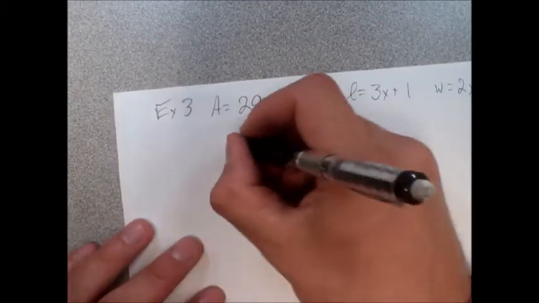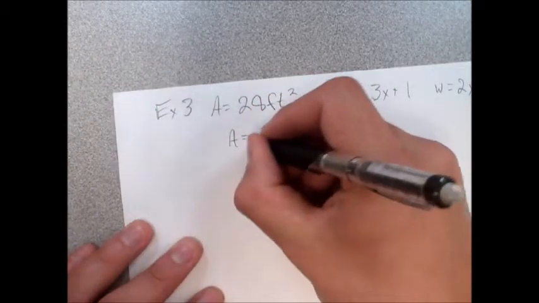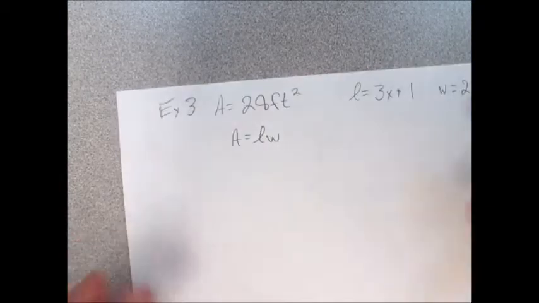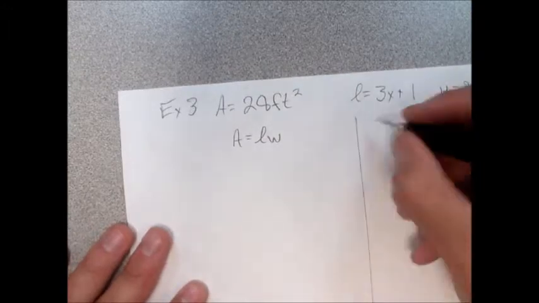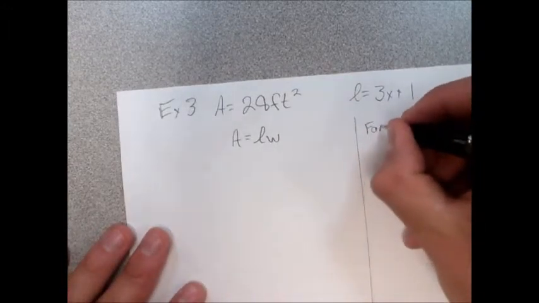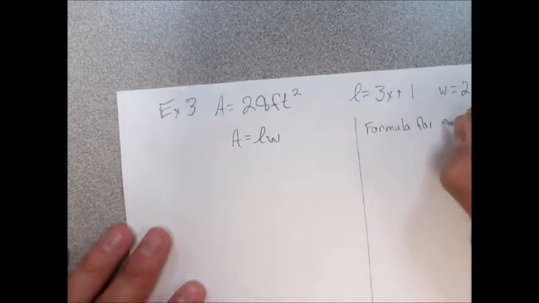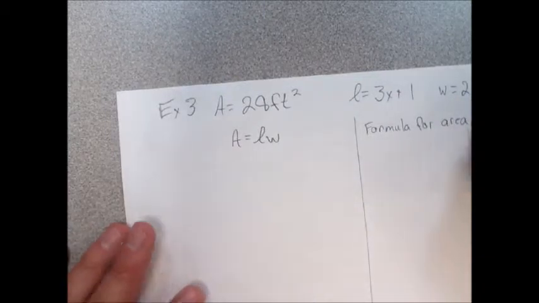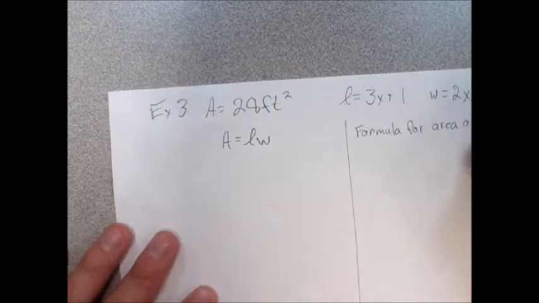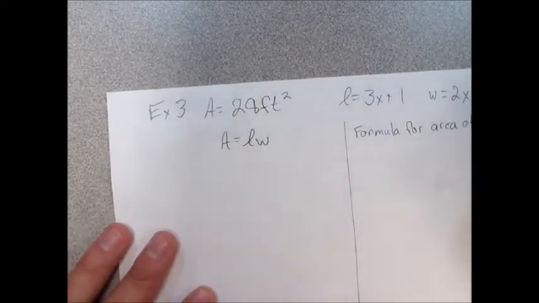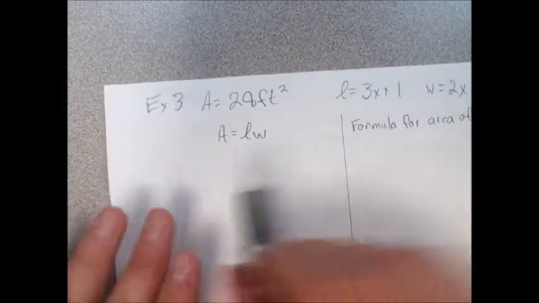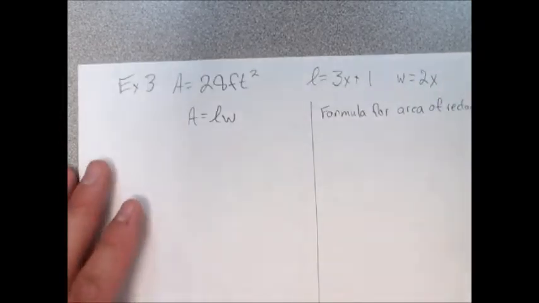We're going to start with the area equals the length multiplied by the width. That is the area formula, the area of a rectangle or a quadrilateral or whatever shape we're dealing with. Questions right there? Is there anything that we need to go over again?